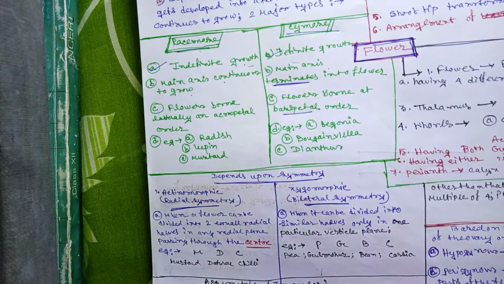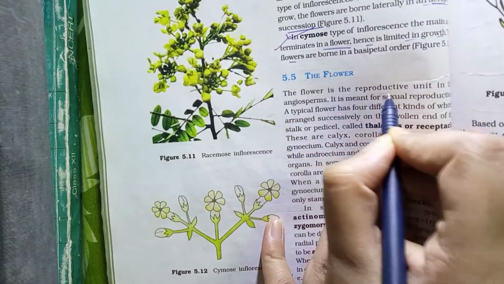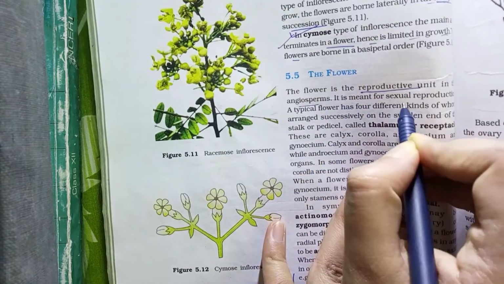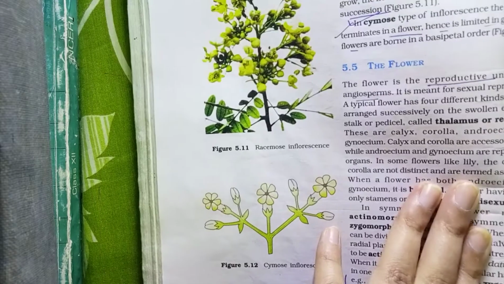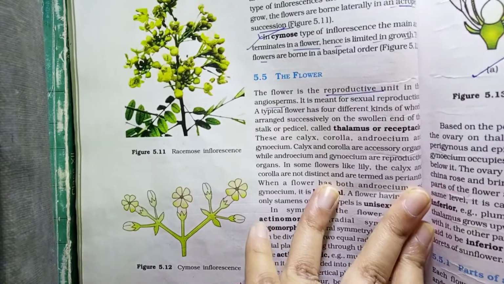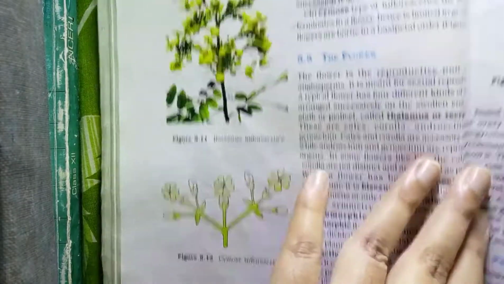Okay. Now come to the point of the flower. What is the flower? The flower is actually the reproductive unit in the angiosperms. It is meant for sexual reproduction. A typical flower has four different kinds of whorls arranged successively on the swollen end of the stalk or pedicel, which is called thalamus or receptacle.